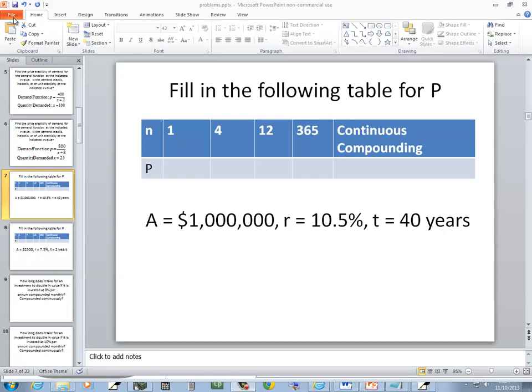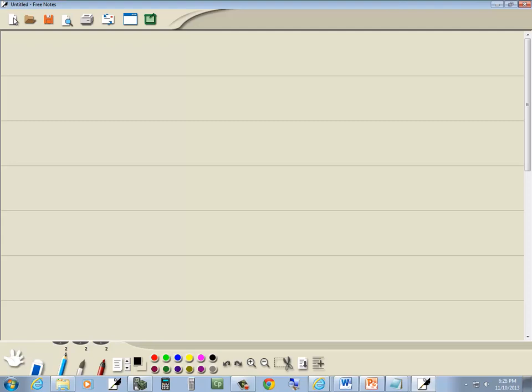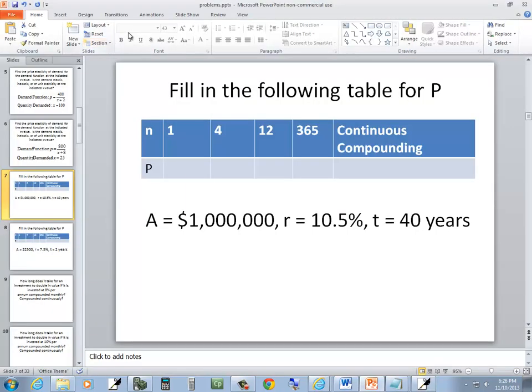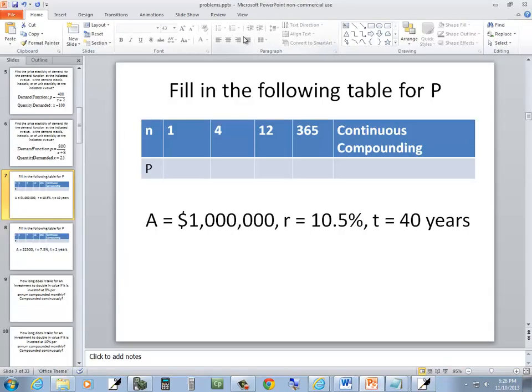Let's take a look at this problem. We got A is equal to 1 million. R is 10.5%, so 0.105 in decimal form. And T is 40. And it says fill in the following table.